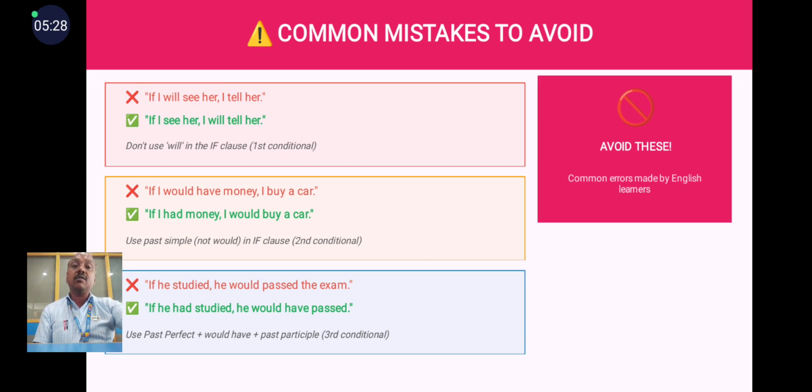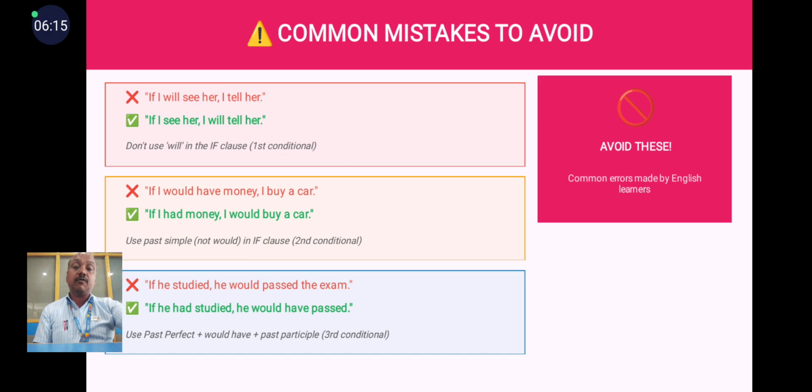And we discuss the common mistakes to be avoided. If clauses don't take future forms. "If I will see her, I tell her" is a wrong usage. "If I see her, I will tell her" is the right usage. Do not use will in the if clause in the first condition. In the second condition, use past simple, not would, in the if clause. For example, "if I would have money, I buy a car" is wrong. The correct sentence is: if I had money, I would buy a car.